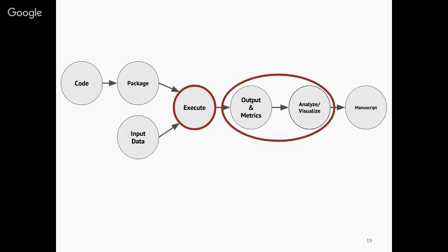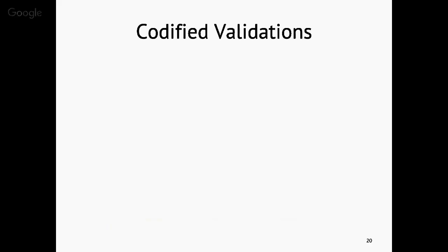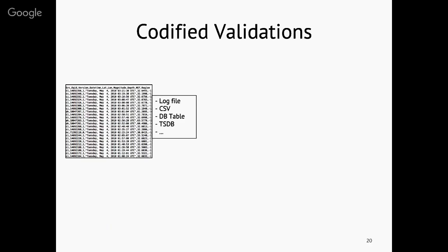The other thing that we also work with is actually the output of an experiment, looking at whether we can validate the output of an experiment. And in order to do that, we use what we call codified validations. And a codified validation is basically a way of expressing our expectations on the results.